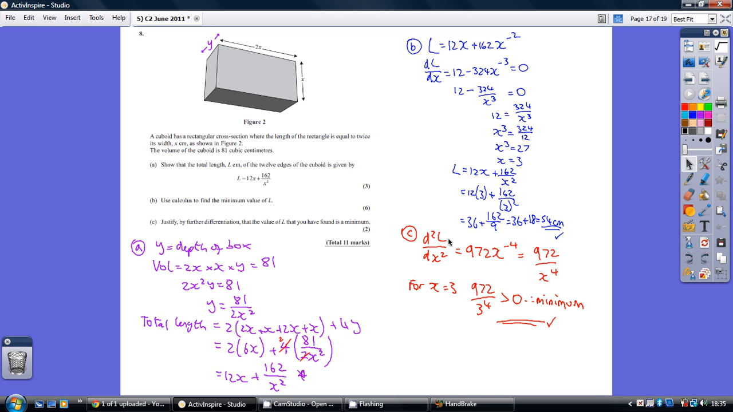So d2L dx squared is the differential of this. Remember, that's going to be minus 3 times minus 324, which is 972, x to the minus 4, because we've reduced the power by 1. This can then be thought of as 972 over x to the power of 4. We know that x is 3, so 972 over 3 to the 4 is a positive value, and because it's a positive value, this proves that it's a minimum.